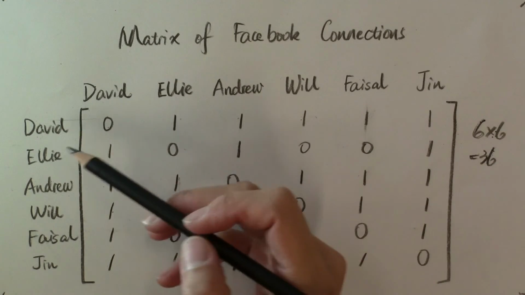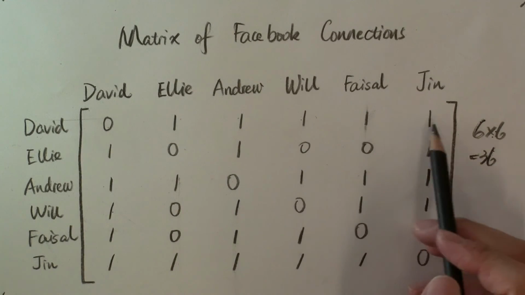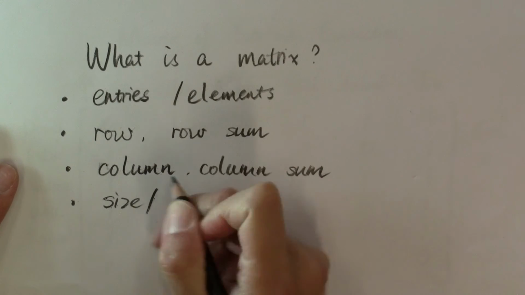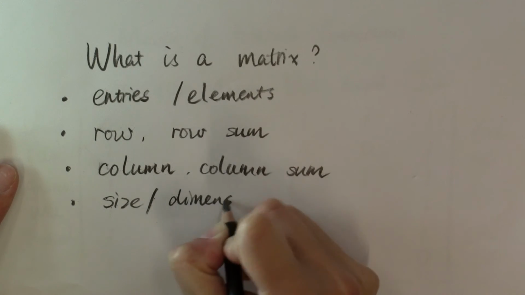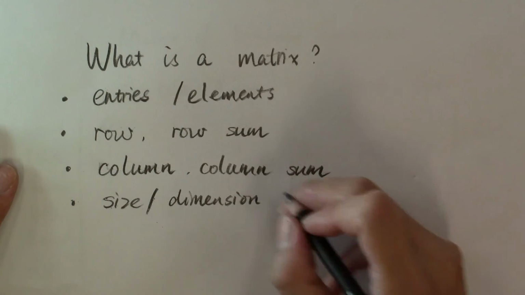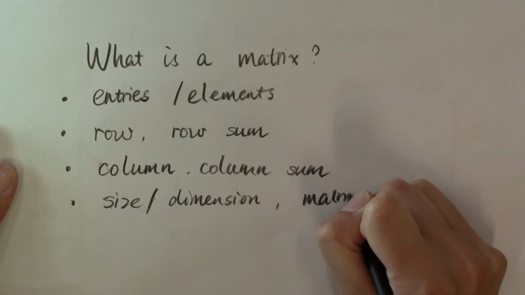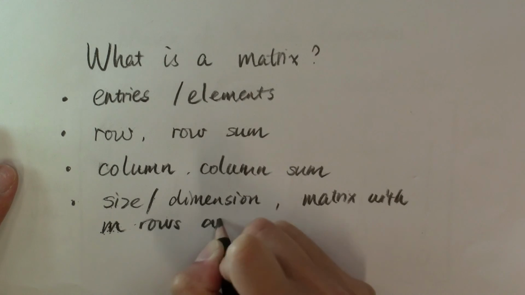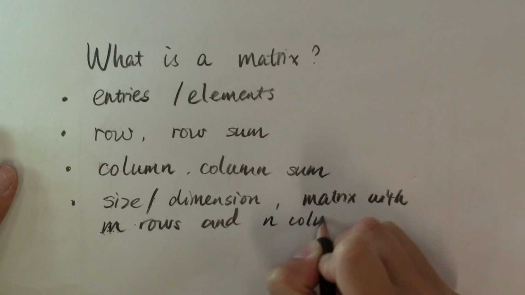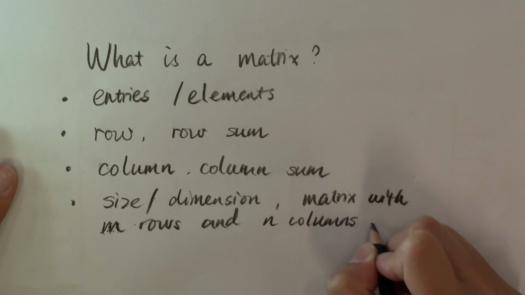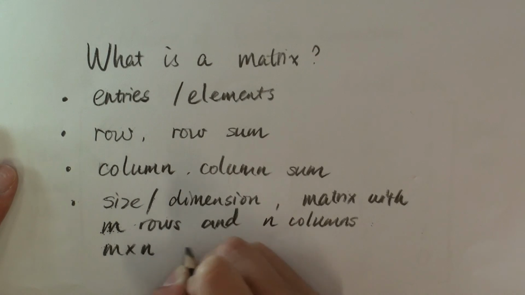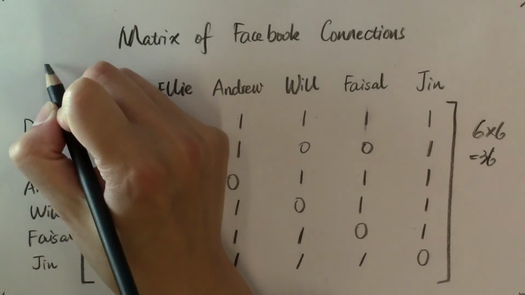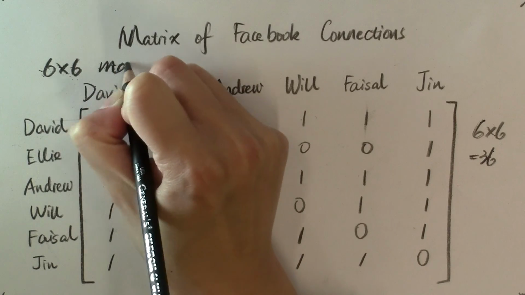As you can see, the number of rows and the number of columns in the matrix tell us about the size or the dimension of a matrix. In general, a matrix with m rows and n columns is called an m by n matrix. So this matrix, for example, is a 6 by 6 matrix.